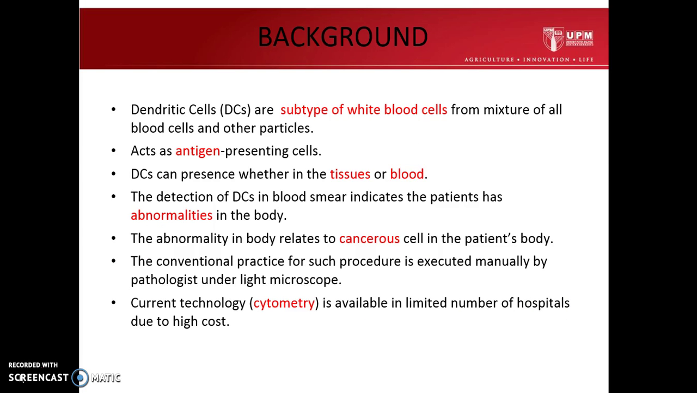The next slide is about the knowledge of the disease, known as the dendritic cell. Generally, dendritic cells are a subtype of white blood cell, or WBC, from a mixture of our blood cells and other particles. The main role of DC is to act as an antigen-presenting cell. DC can be present either in the tissue or blood in our body. The detection of DC in a blood smear indicates that the patient has an abnormality in the body, which relates to cancer cells in our body.